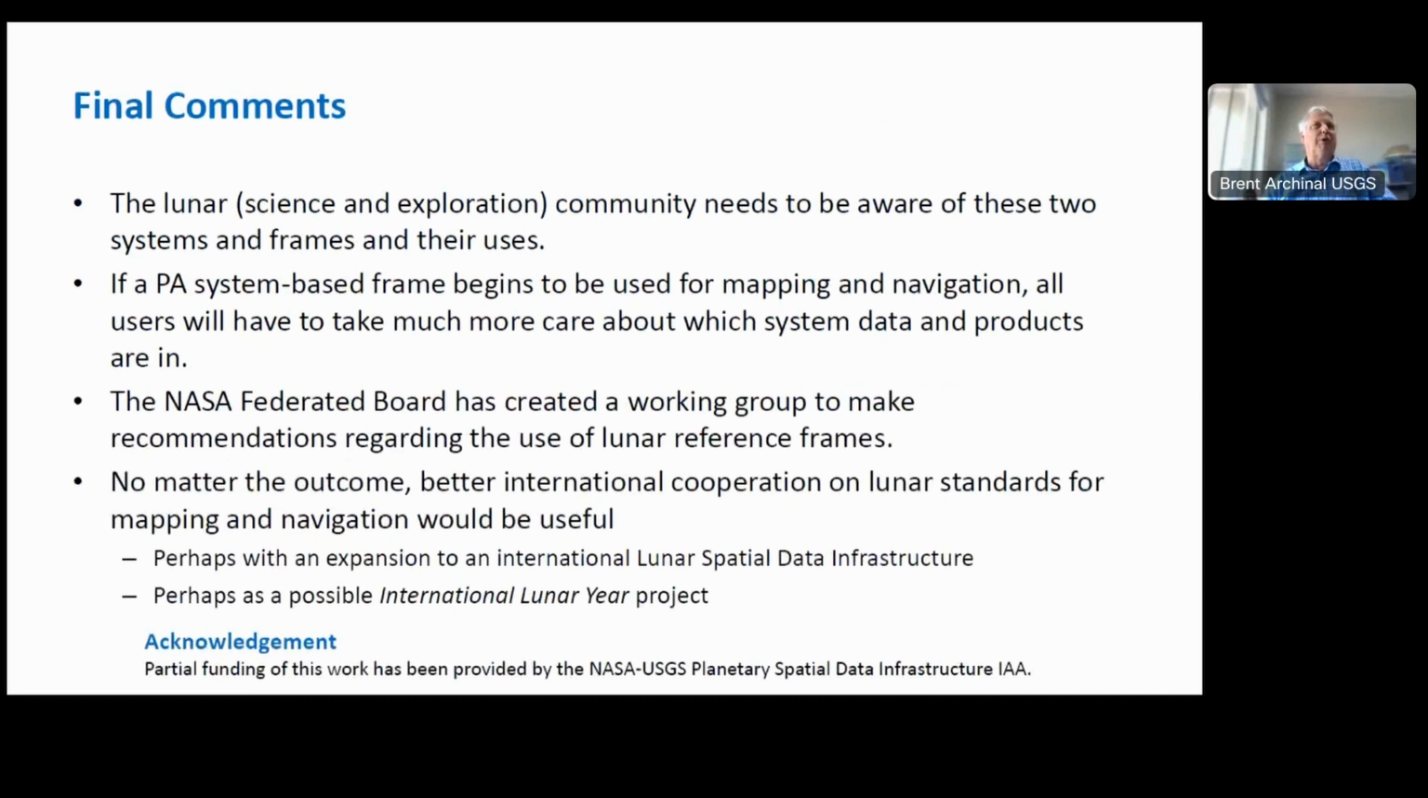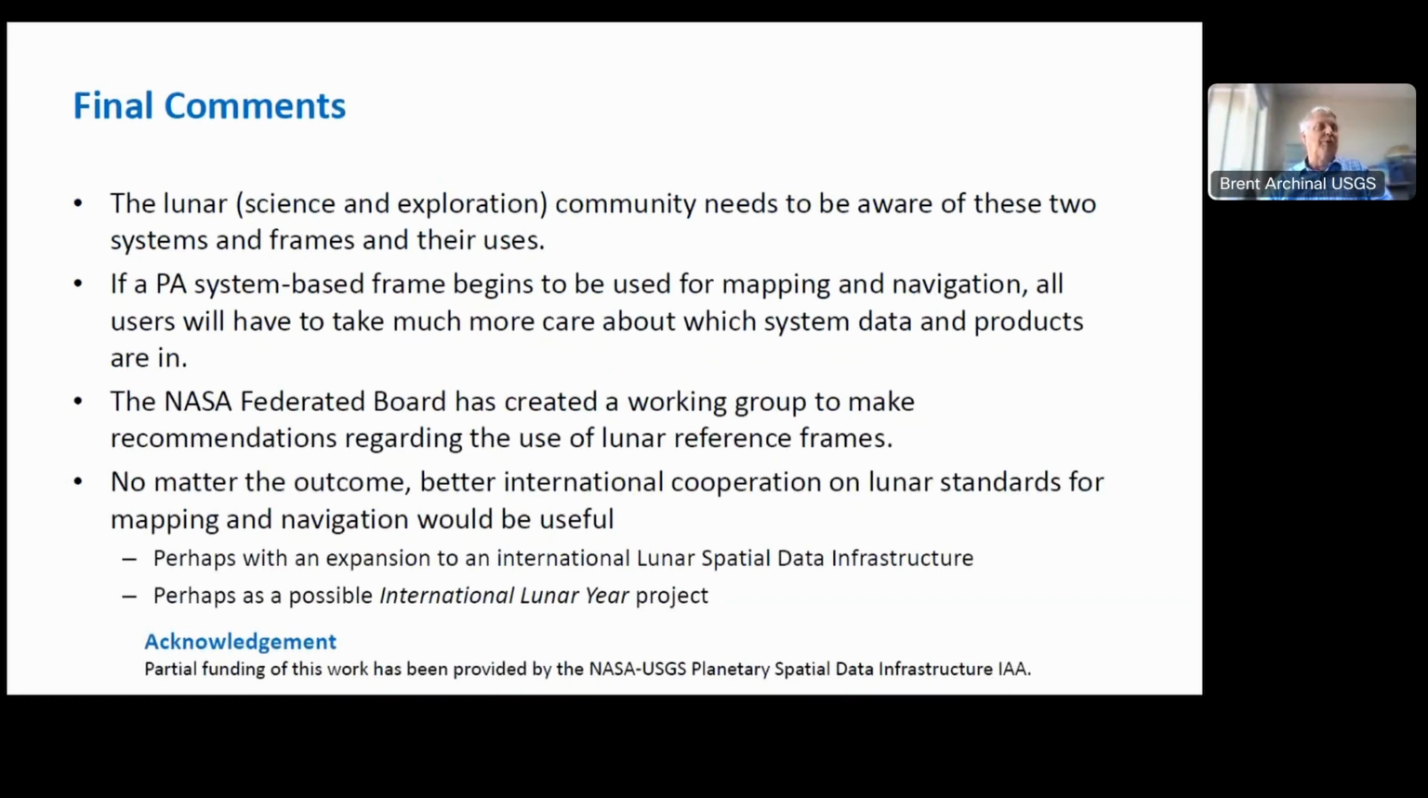The most important point here is the first one, that just in general, and this is why I'm presenting, the community needs to be aware of these 2 systems and frames and their possible uses. If a PA system-based frame begins to be used for mapping and navigation, users will have to take much more care about which system the data and products that they use are in. The NASA Federated Board has created a working group to make recommendations regarding the use of lunar reference frames, and Robin Ferguson will be talking about that next.